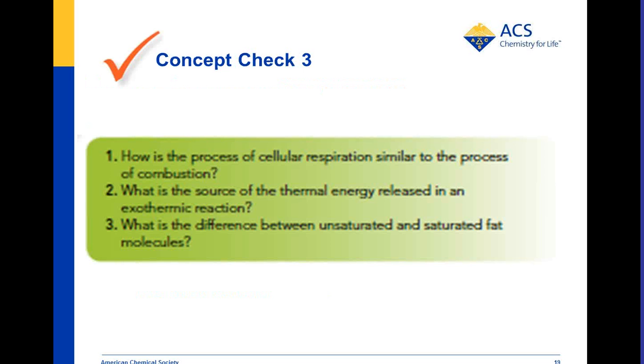Next slide. Here we have concept check number 3. All 3 questions here draw on the student's experience from biology, so we're going to assume that most students taking ChemCom have biology in their background, where they have studied cellular respiration, and have some understanding of exothermic reactions and the structural differences between saturated and unsaturated fats.